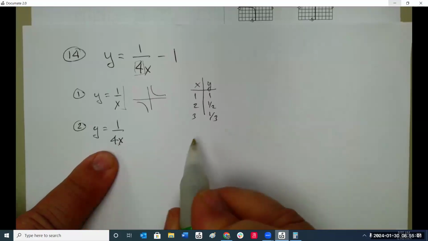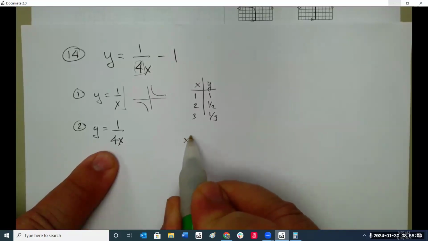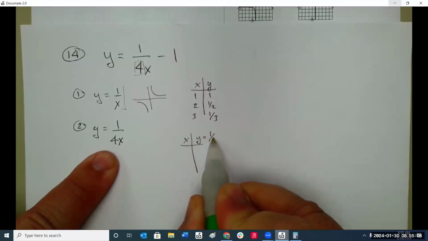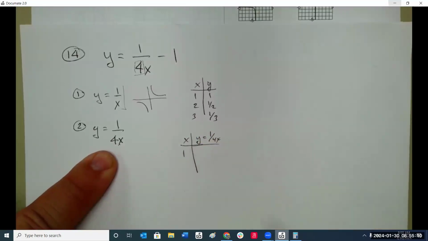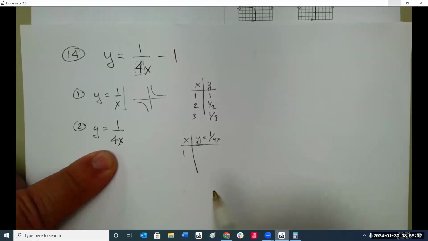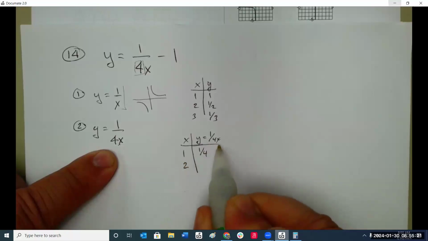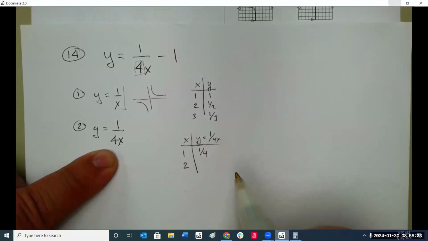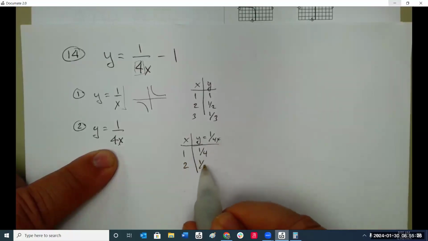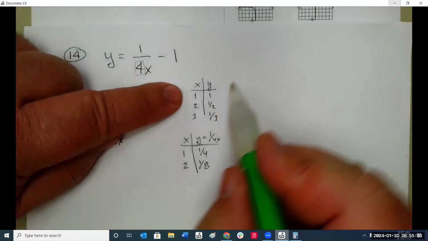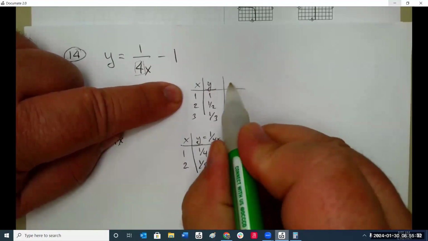Now, if we put a 4 in front of there, so when x is 1, what is y? 1/4. When x is 2, 1/8. Very good. So what's happening to the graph? Compare the two equations.